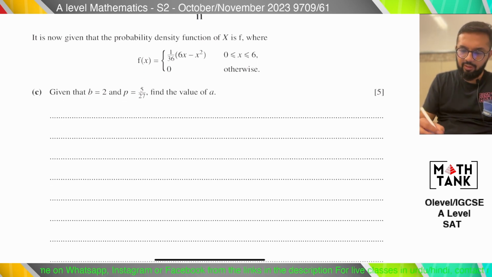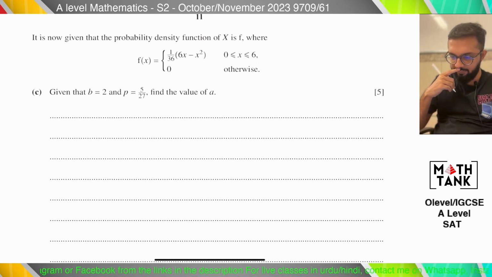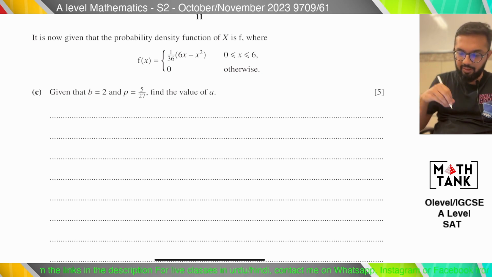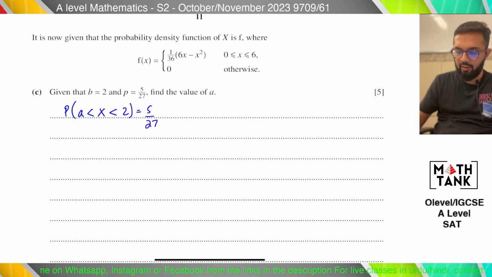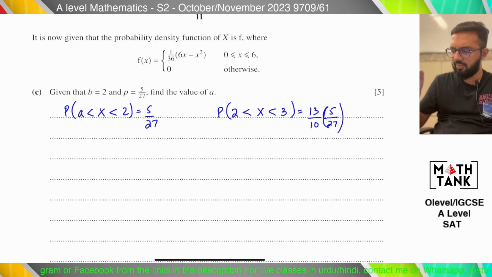It is now given that the probability density function of x is f, where this and this, given that b equals 2. So now I have from A to 2, the probability is 5 over 27. And from 2 to 3, the probability is 13 over 10 times 5 over 27, if that is what I'm looking at. But I think only this would work. It's just about finding the value of A.